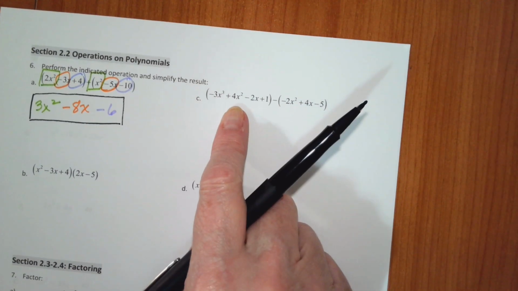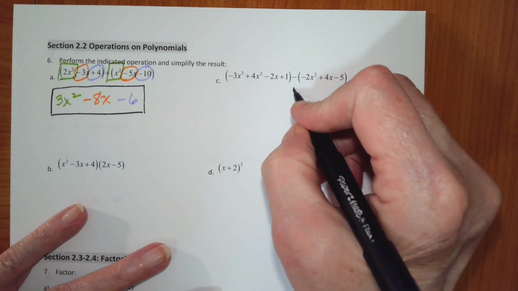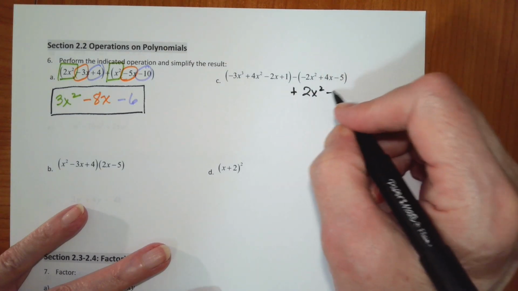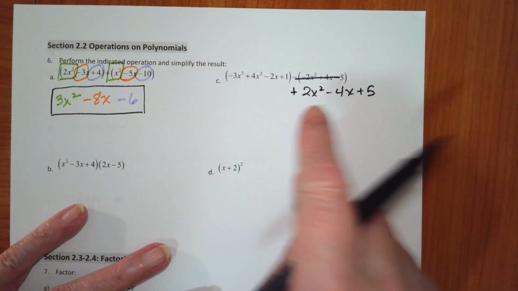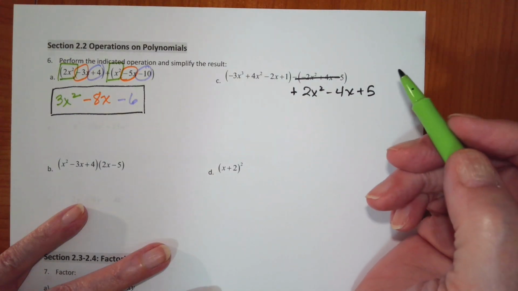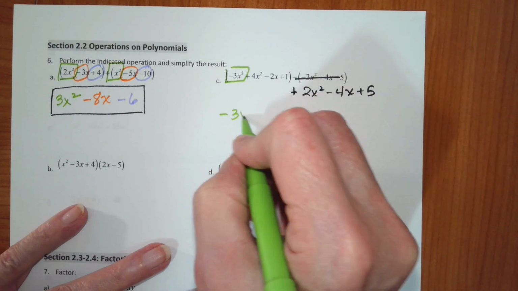When I'm doing a subtraction problem, what I really like to do is change this to addition. So this becomes plus 2x to the second minus 4x plus 5. So I'm kind of done with that now. And now I can just combine my like terms. So I have negative 3x to the third. There's nothing I can combine with that.